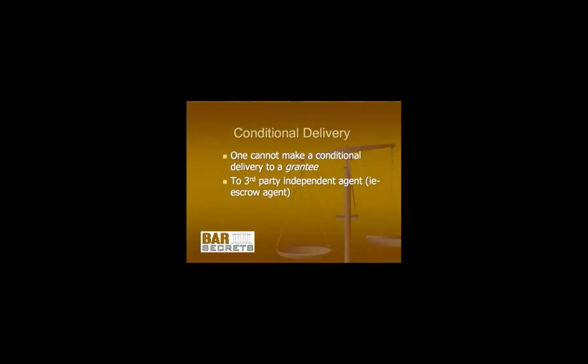What about delivery of a deed to a third party? If it's to a third party independent agent, then there can be conditional delivery. This has to be an independent third party agent, and the reason it works is because one of the conditions is that the delivery is irrevocable. We do this anytime we use an escrow agent. We make a conditional delivery of the deed, but that delivery is irrevocable, and that makes it okay. That gives us present intent to deliver.